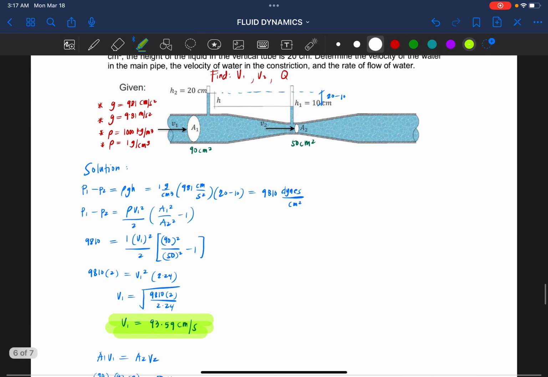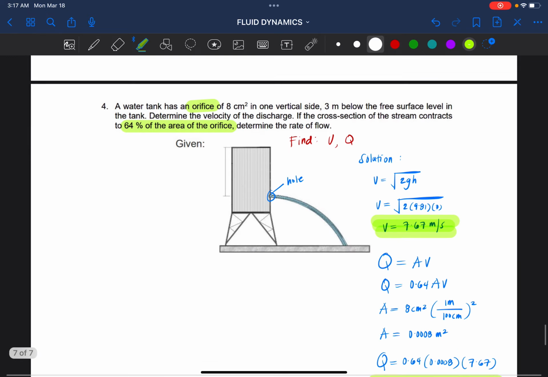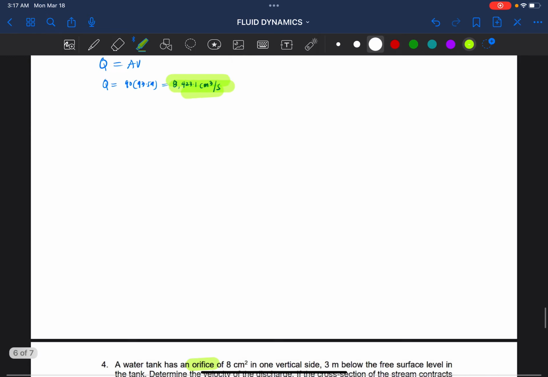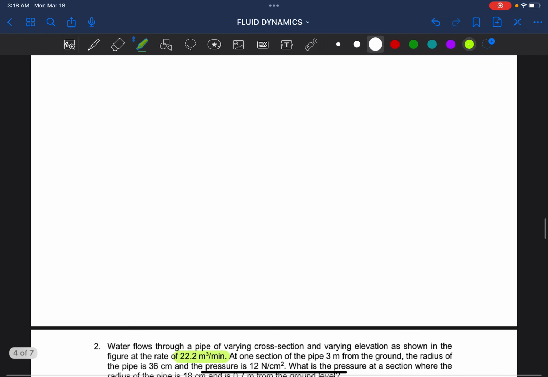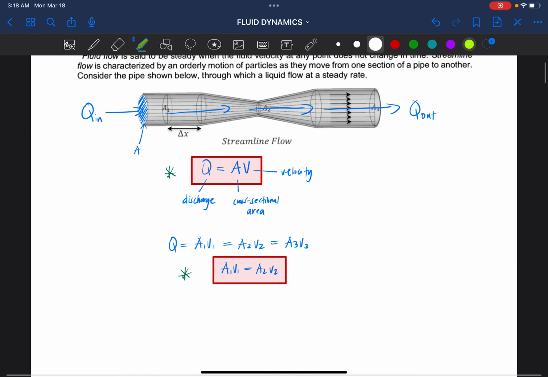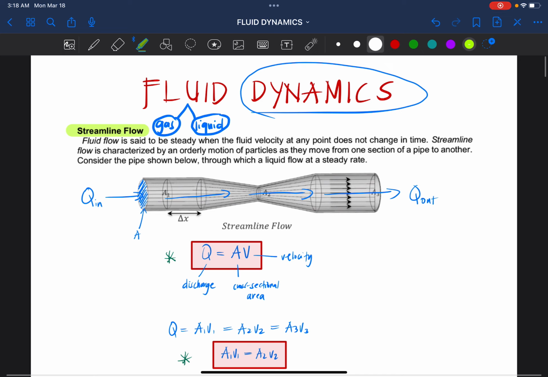Mag-solve ng fluid dynamics. Basta tatingnan nyo kung anong type of problem and then i-input nyo yung correct formula na pwede natin gamitin. So, hanggang dito lang yung discussion natin para sa fluid dynamics. Thank you so much.